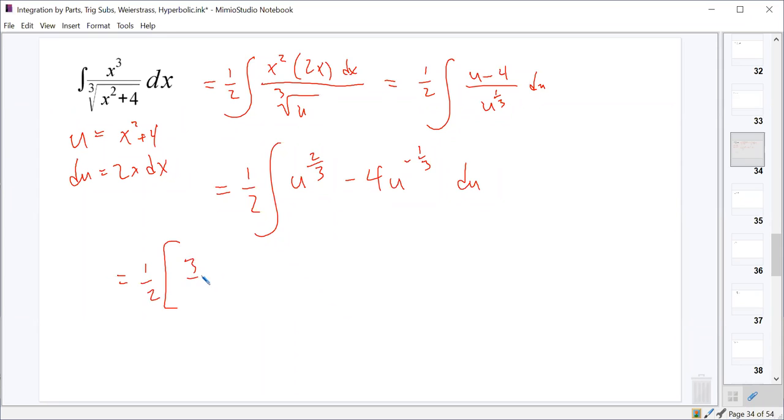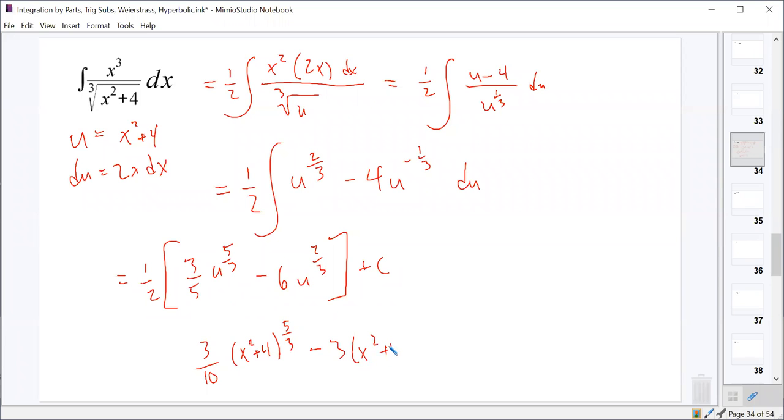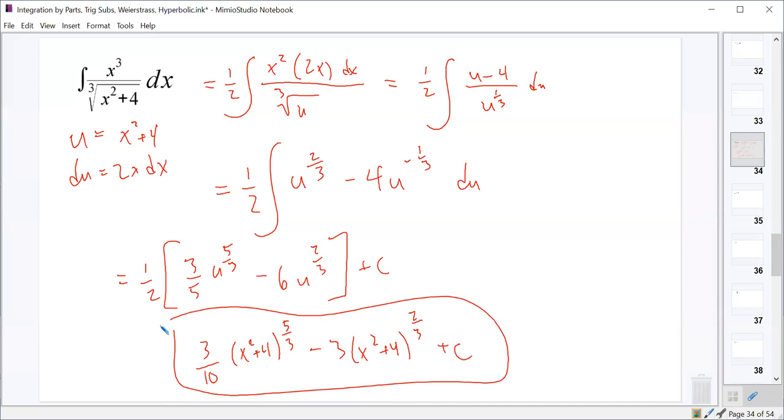We end up with 3/5 u to the 5/3 minus 6 u to the 2/3 plus our constant. And we'll just replace the u's with x squared plus 4's, and we can distribute that 1/2 through if we want. 3/10 of x squared plus 4 to the 5/3 minus 3 times x squared plus 4 to the 2/3 plus our constant. Everybody good there or no?